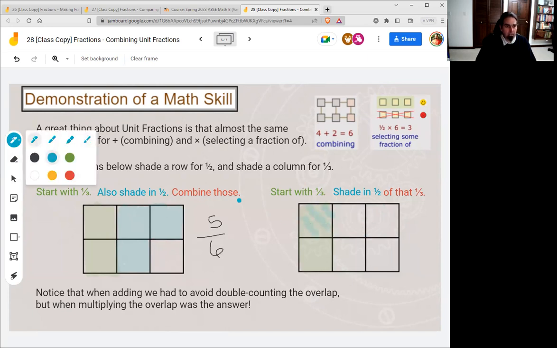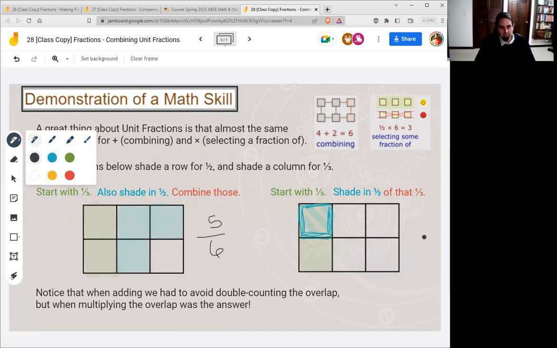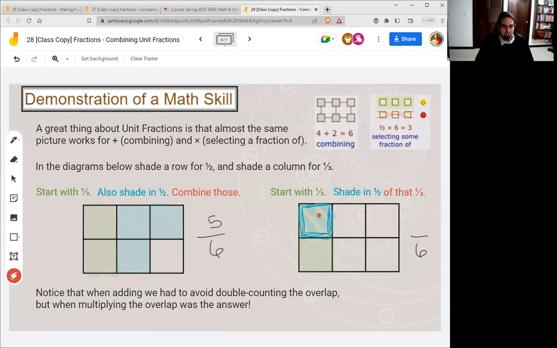That's just this one box, right? So how much of the 6 is that? Don't think too hard. How many sixths are the half of the third? 1 of 6 boxes. Okay, stare at this a little bit.